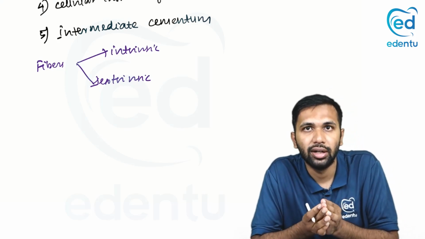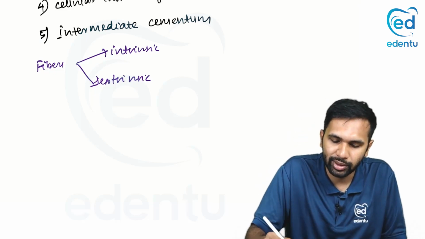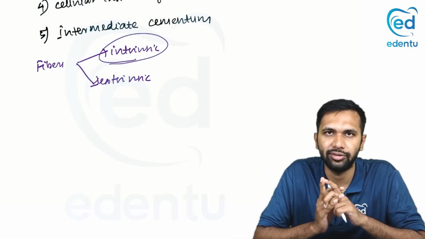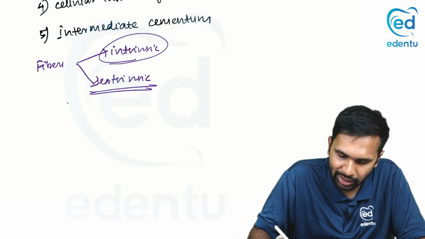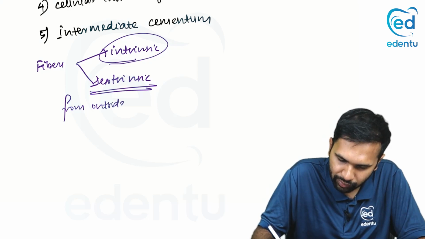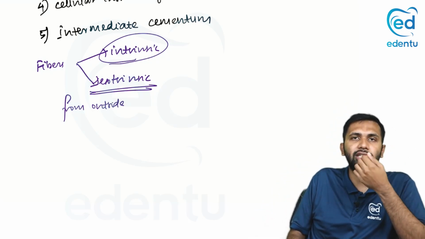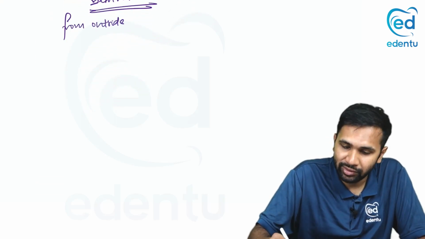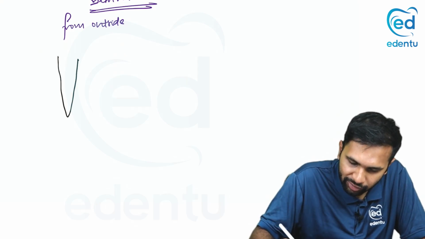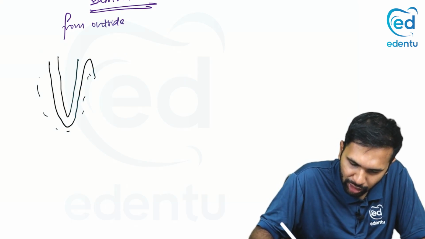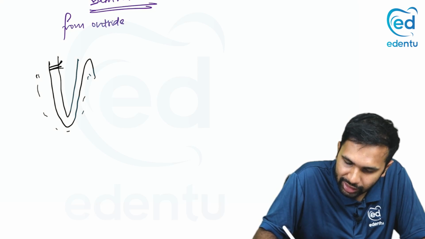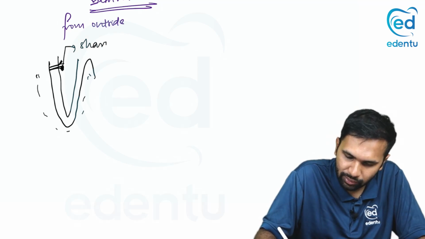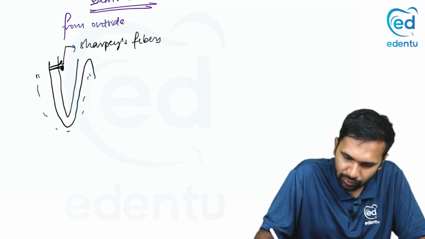Intrinsic means within or its own. That is, intrinsic fibers means the collagen fibers within the cementum, its own collagen fibers, whereas extrinsic fibers means from the outside. What are those fibers present in cementum that come from the outside? I told you when we studied the periodontal ligament, the fibers of the periodontal ligament which run from bone to cementum insert within the cementum and undergo calcification, and such fibers we refer to as Sharpey's fibers, isn't it?